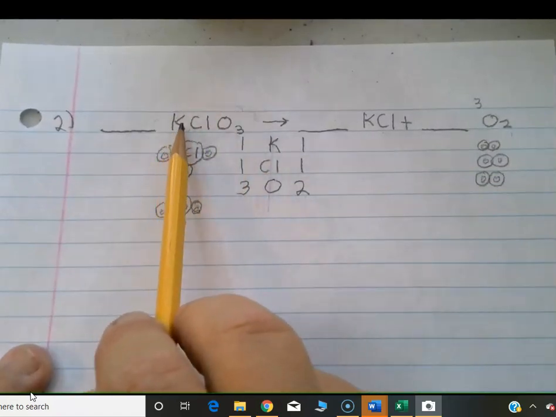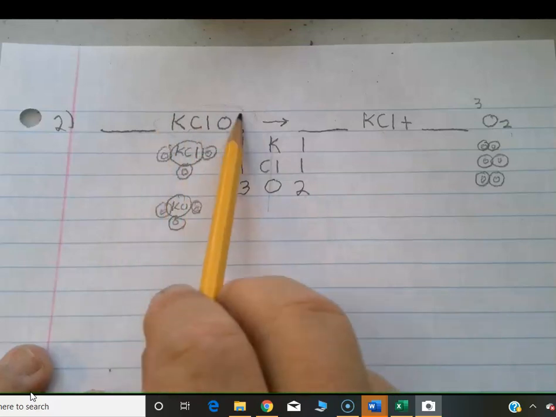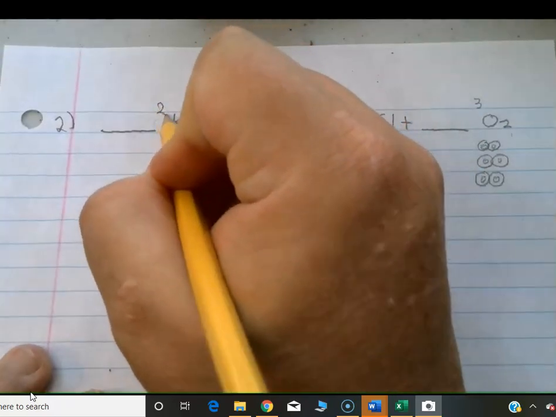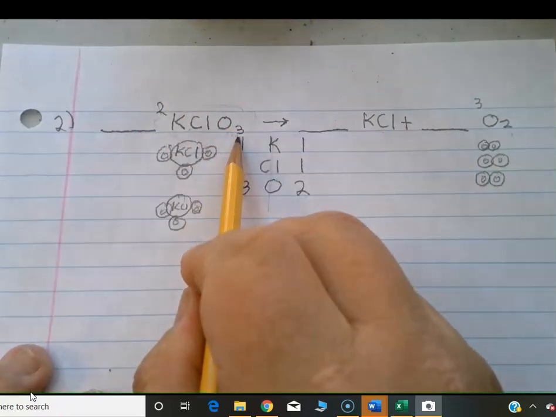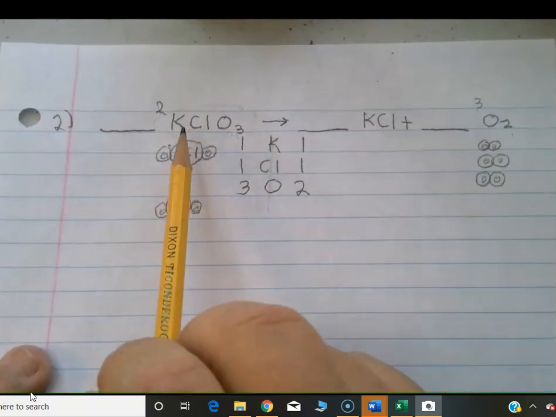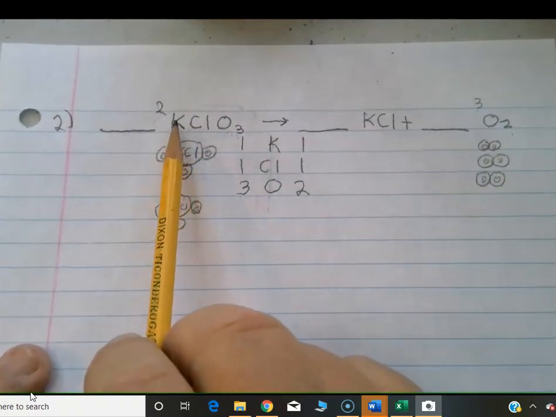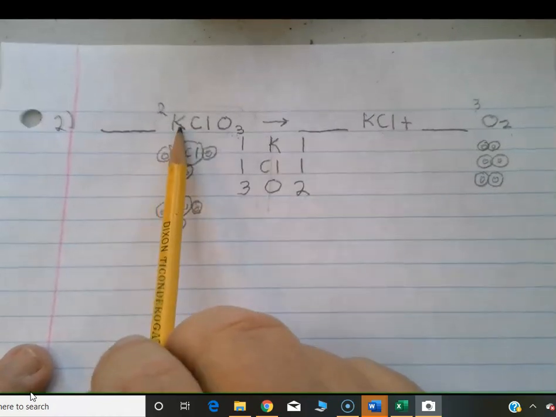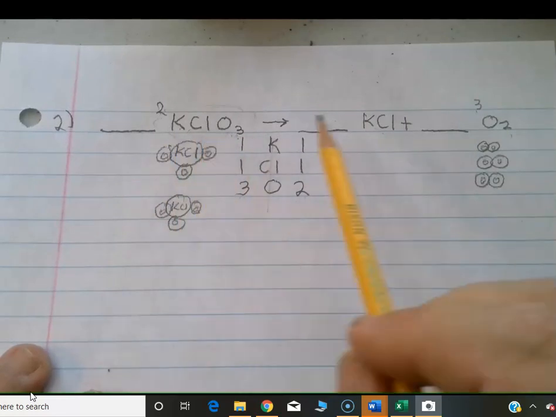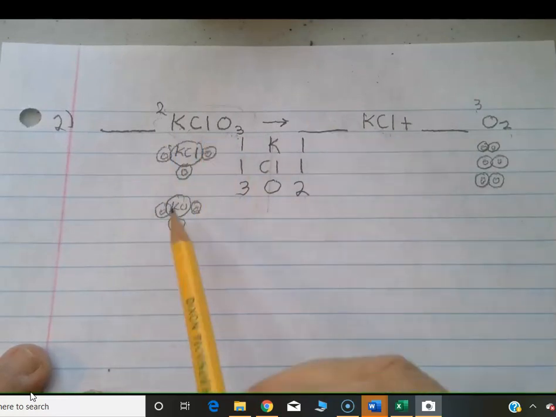I can't just multiply just the oxygen. I needed 2 of these to get my oxygens up to 6. So now I put a 2 there, so 2 times 3 is 6, and 3 times 2 is 6, so my oxygens are in balance. Okay. However, I've thrown my K and my Cl out of balance. I now have 2 potassiums, whereas I only have 1 over here. I have 2 chlorines, whereas I have 1 over here. Because they're stuck together, I could go ahead and draw them together.